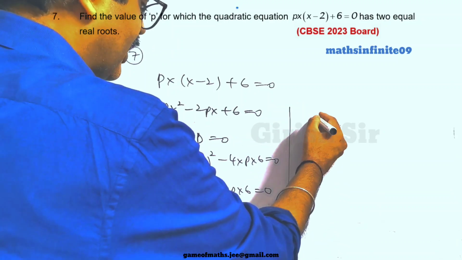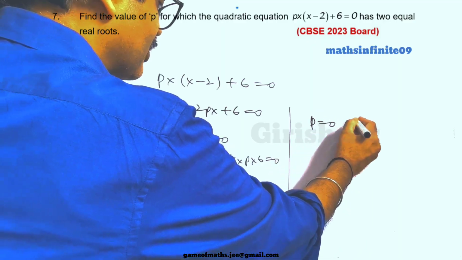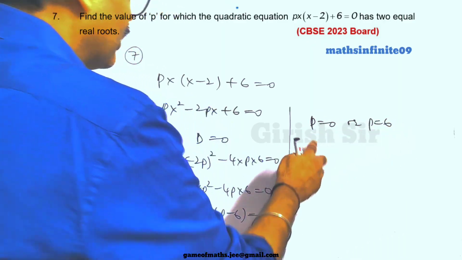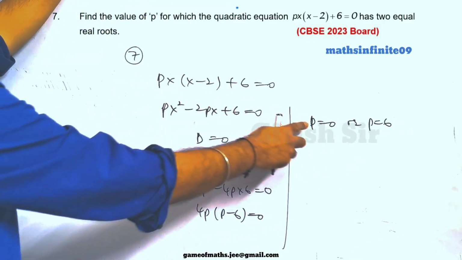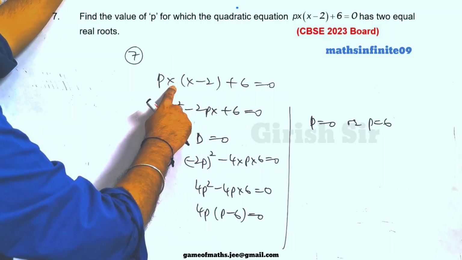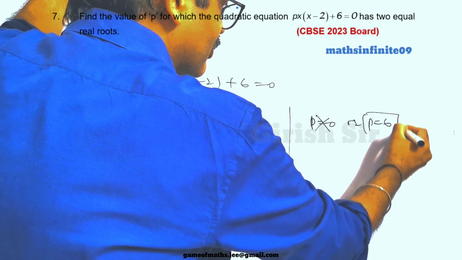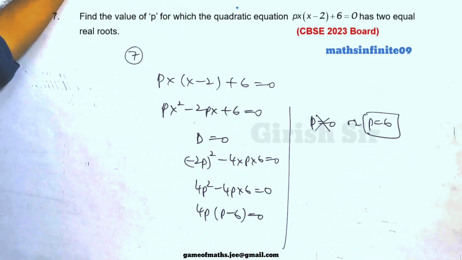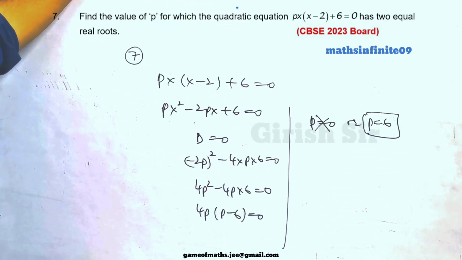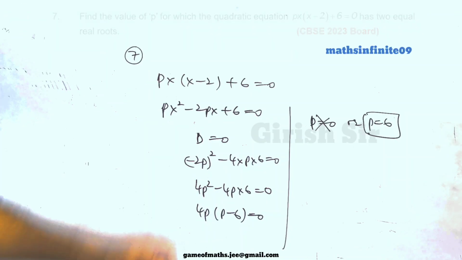So that gives me two values. P is either 0 or P is equal to 6. P equal to 0 is not possible. If you put P equal to 0, the given equation becomes invalid. So we'll reject this value. Hence P equal to 6 is the only solution possible, the only value of P for which this equation would be a quadratic with equal roots.